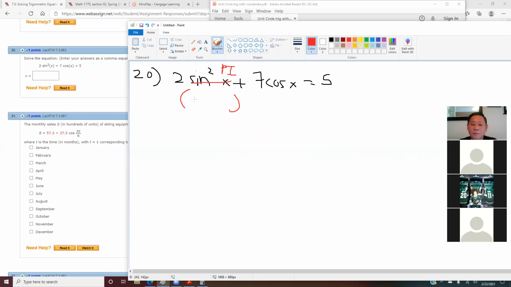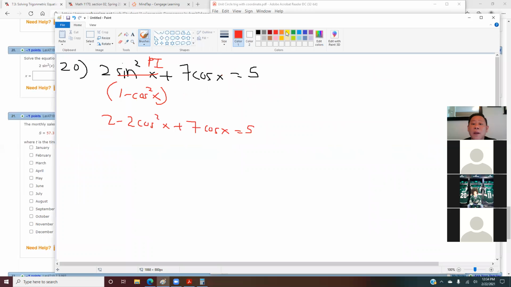Would it be 1 minus cosine squared? Yep, that is correct. So then you have to distribute your 2 in here. So you will get 2 minus 2 cosine squared x plus 7 cosine x equals 5. If you want, you can rewrite this equation, just get rid of all the cosine and put 2 minus 2x squared plus 7x equals 5.